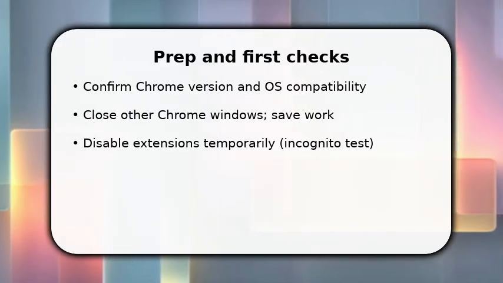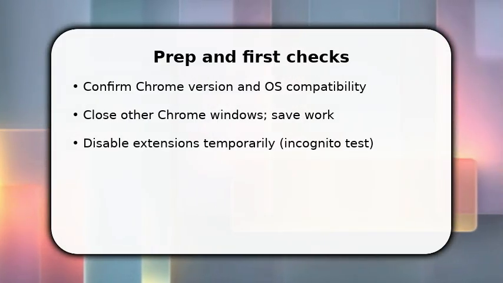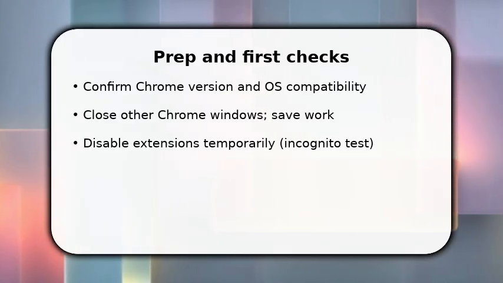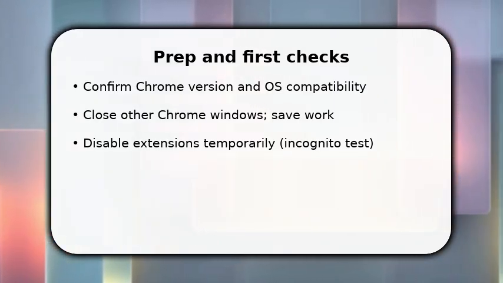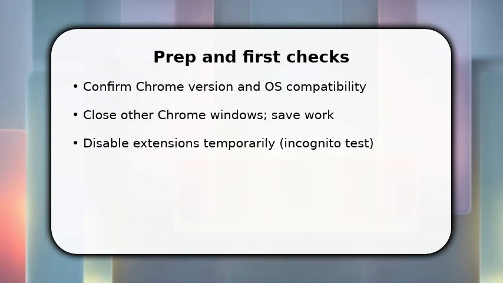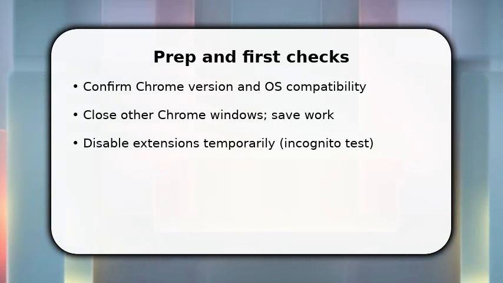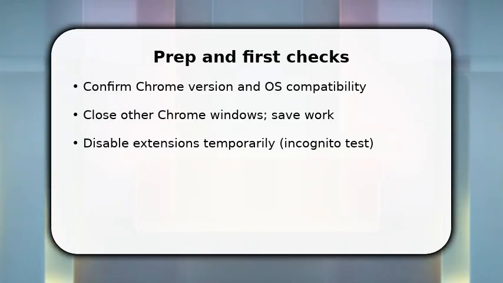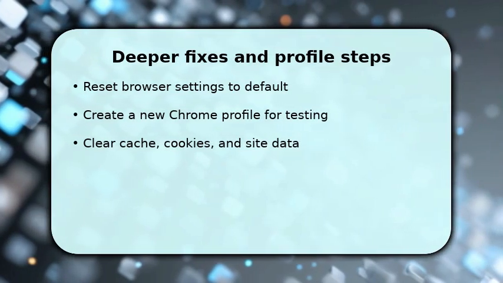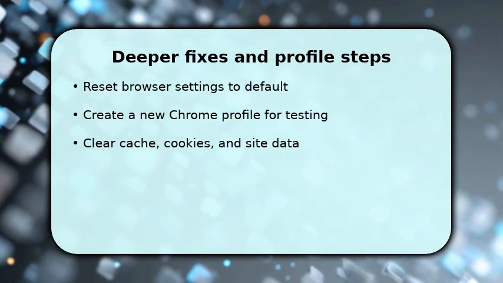Next, disable all extensions in Chrome, //extensions, and restart Chrome. You perform these steps now to isolate whether the blank page is caused by extensions, profile corruption, or a deeper setting. Now you dig into profile and settings issues that commonly cause a blank page.